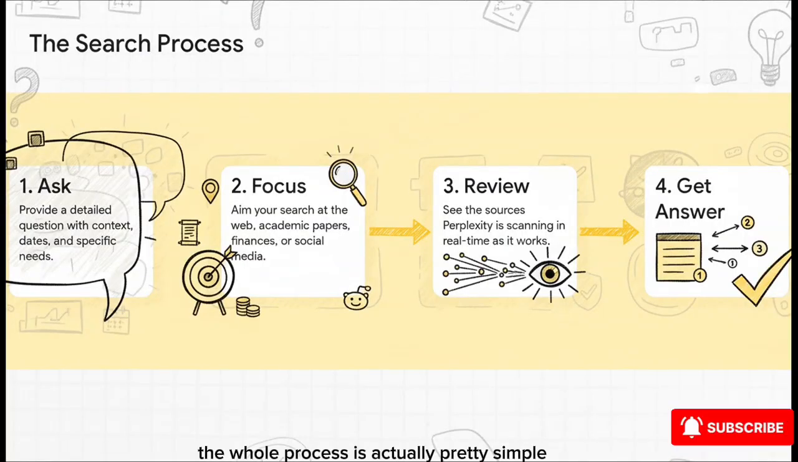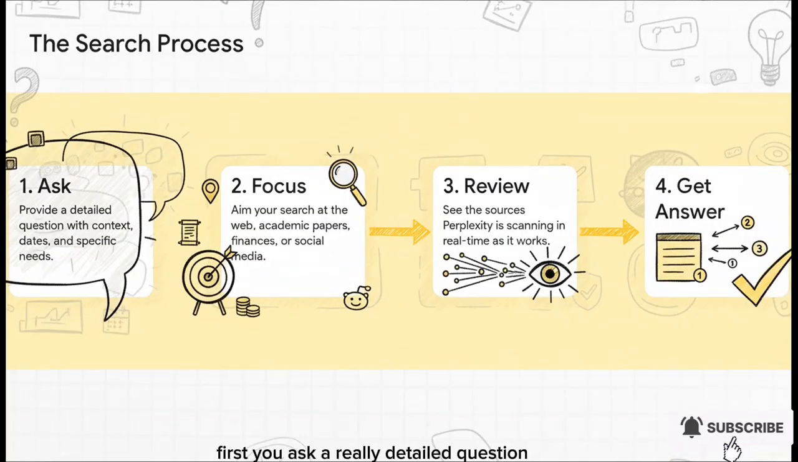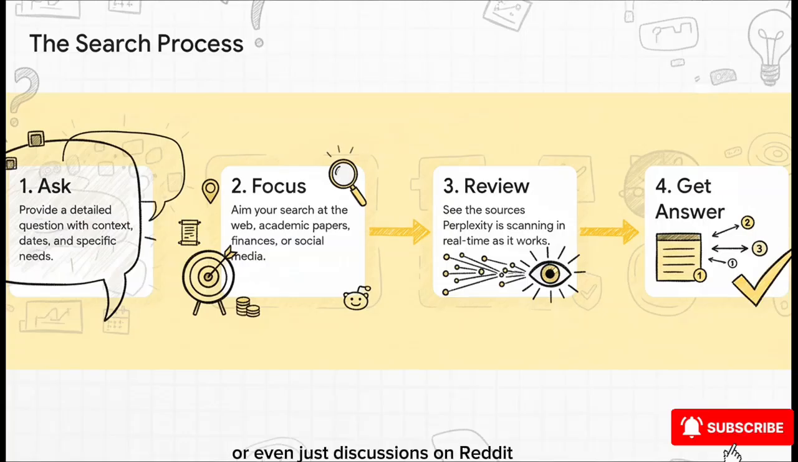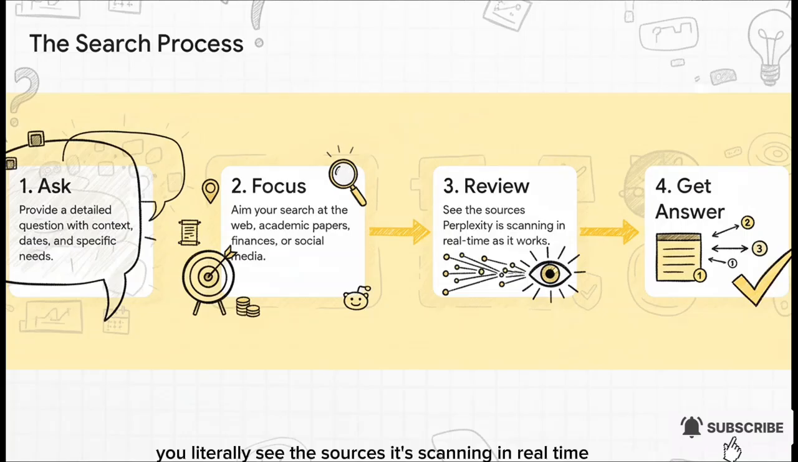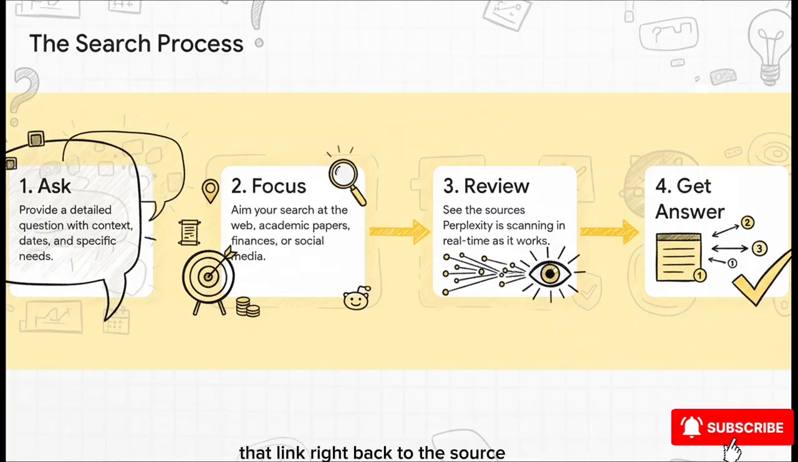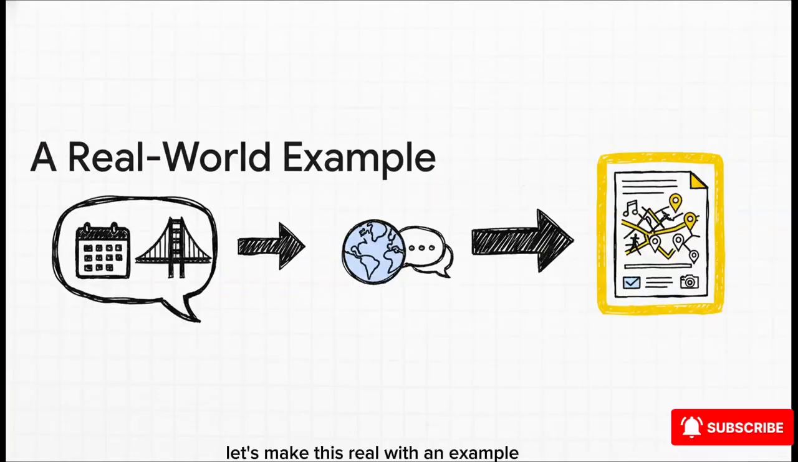This is the heart of the tool, and honestly, learning how to use it right changes everything. The whole process is actually pretty simple. First, you ask a really detailed question. The more context you give it, the better the answer will be. Step 2, you can actually focus the search. You can tell it to only look at academic papers or news, or even just discussions on Reddit. Then, as it's working, you literally see the sources it's scanning in real time. And finally, boom, you get a clean, summarized answer with little numbers next to everything that link right back to the source.